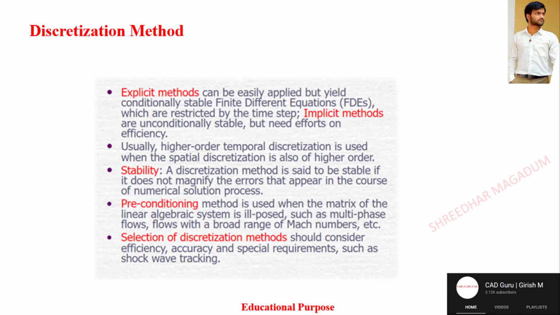Okay, if I consider explicit again here, we use the FDM conditionally, where the time is restricted by the step. Implicit methods are unconditionally stable but need more effort on efficiency. So again you could see a few things here: pre-processing conditions, stability, and the selection of discretization methods. If you want better results, accuracy or efficiency, we need to use a better mesh.